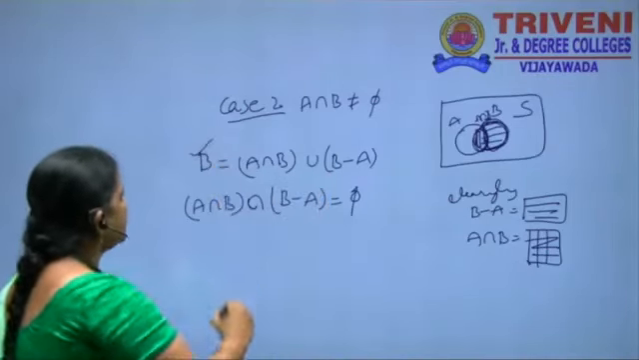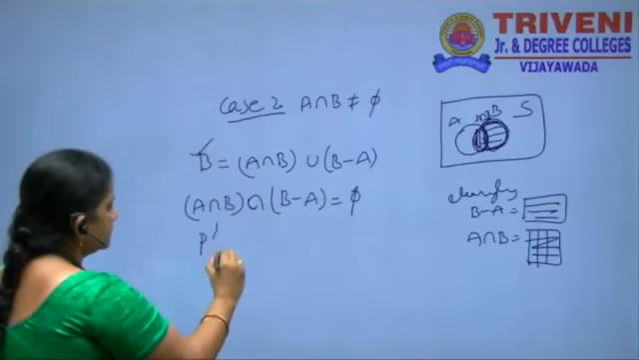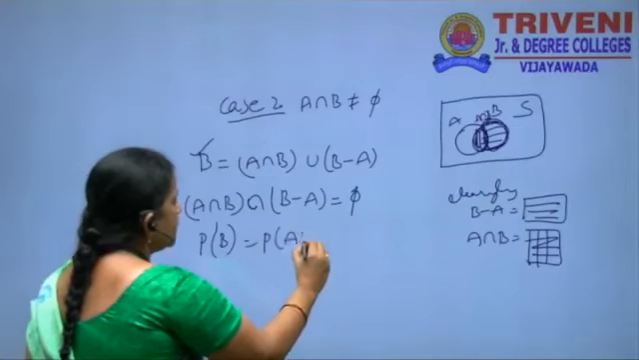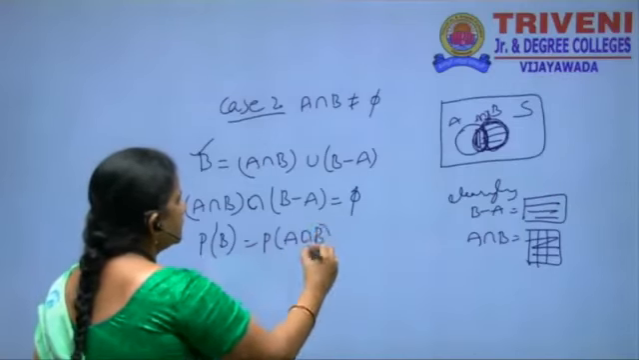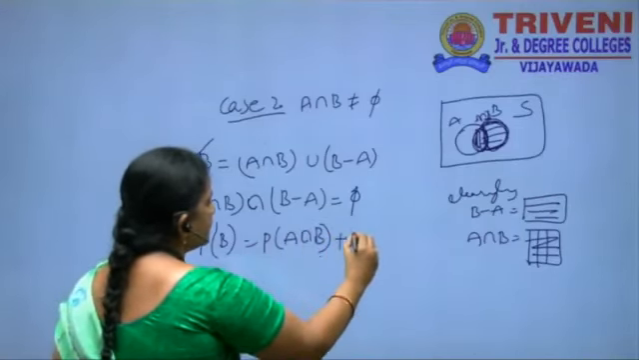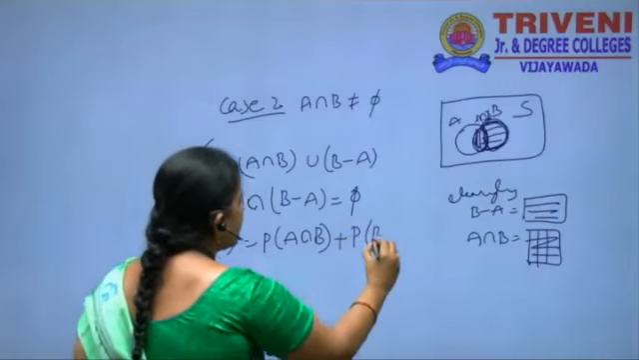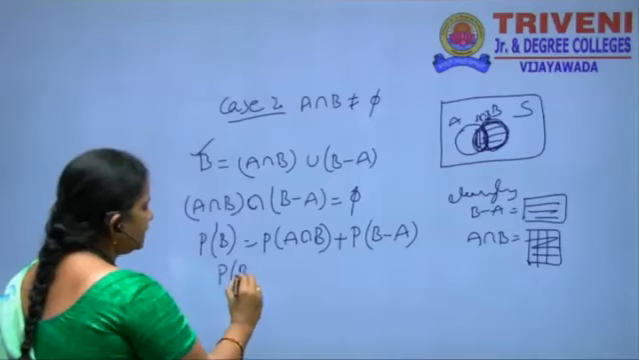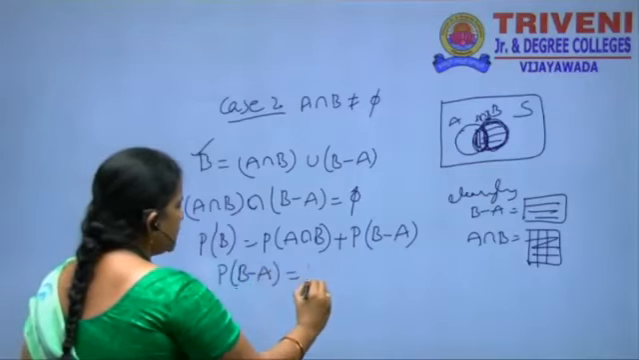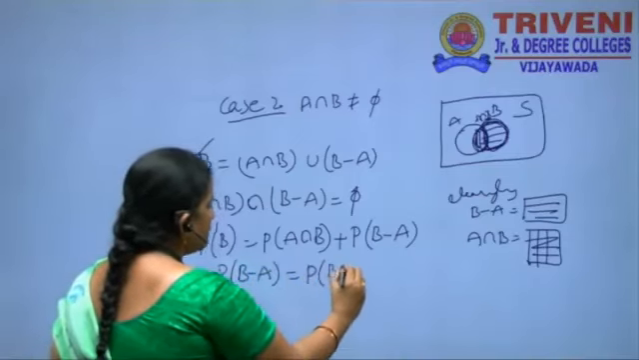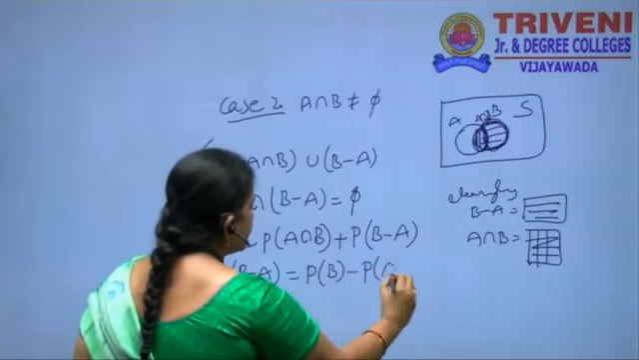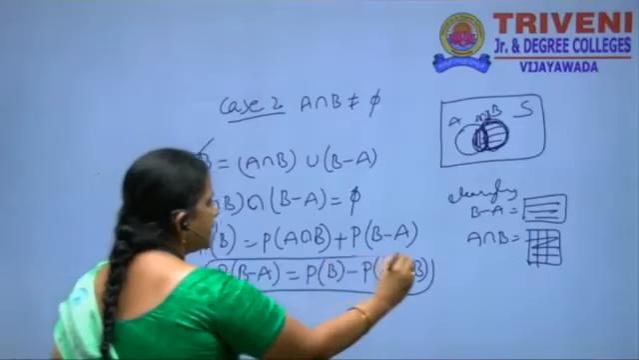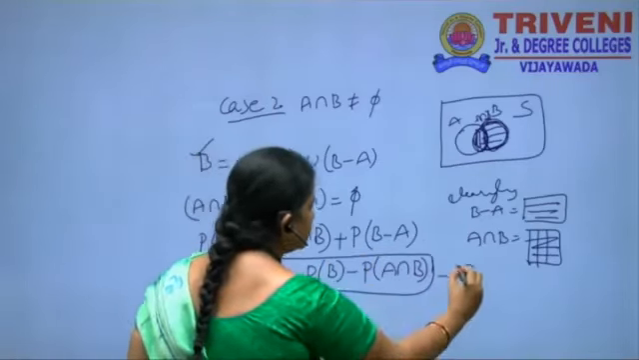Applying probability, P of B is equal to P of A intersection B plus P of B minus A, since the parts are disjoint. So P of B minus A is equal to P of B minus P of A intersection B. This can be taken as equation 1.